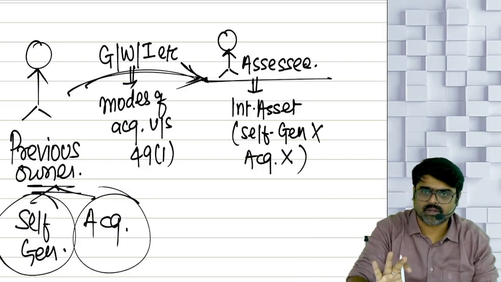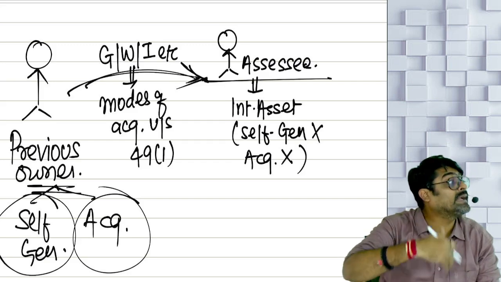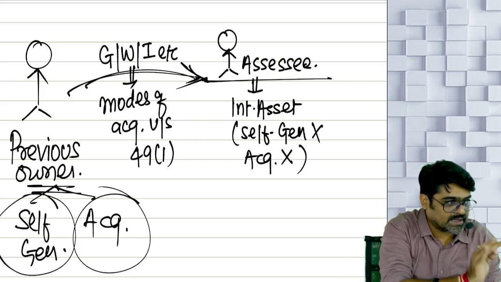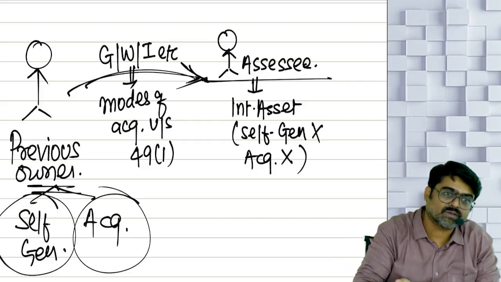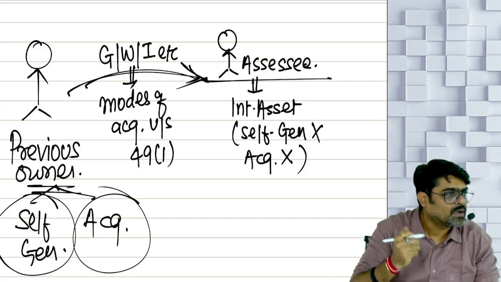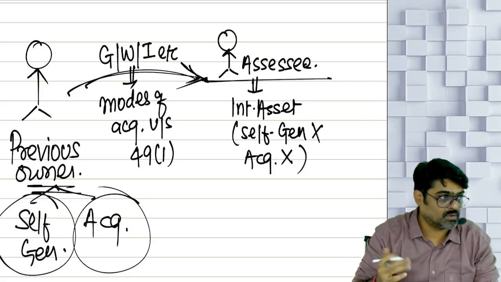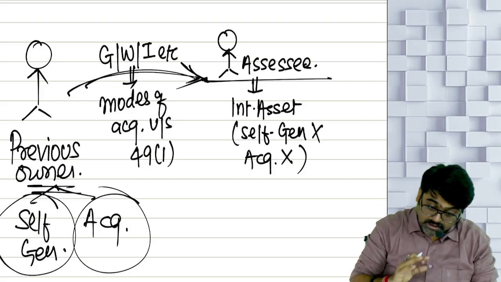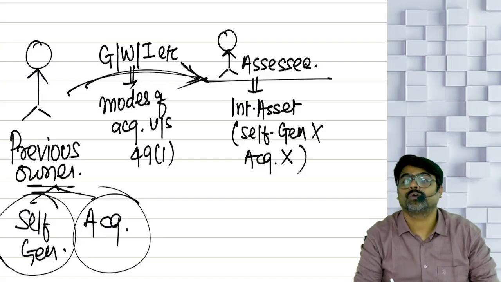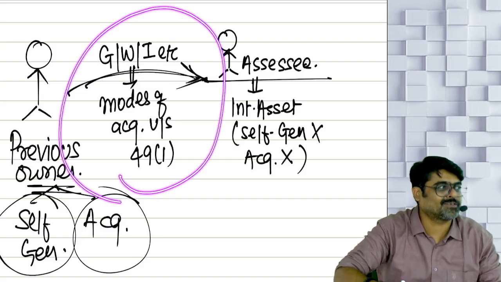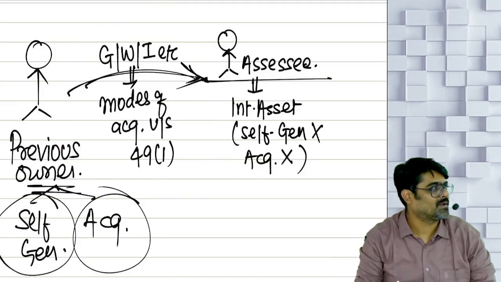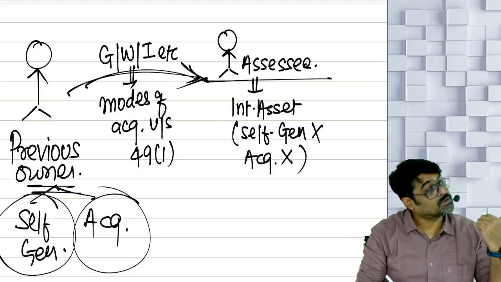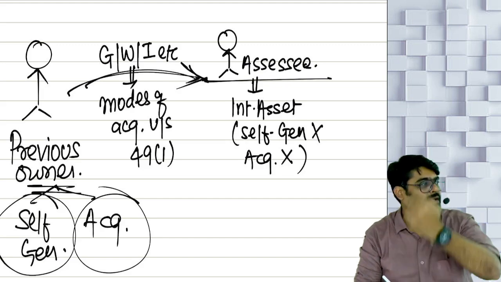And what is the logic for that, and how and why it is done? Everything I will tell you, but right now just remember this. Have you self-generated? Then take nil. Have you acquired? Then take your actual cost. But if you have neither self-generated nor acquired, how did this asset come to you? This asset came to you through modes specified under section 49(1) from the previous owner. No problem. As per 49(1), the cost to the previous owner will be deemed to be your cost.